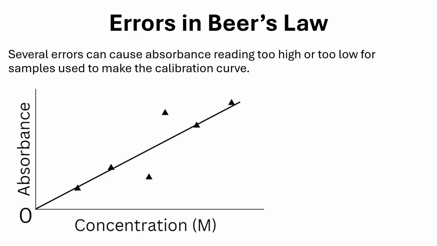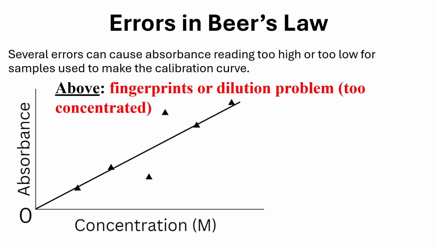So for instance, this dot that is above, it's possible that you got your fingerprints on the clear side of the cuvette, and those fingerprints have oil. And so that oil is going to absorb some of the light, which is going to throw off your absorption and transmission values. And so it's going to think it's absorbing more light than it actually is because the oils from your fingerprints are going to be absorbing some of that light. Or you might have had a dilution problem where you just didn't calculate it properly, or you didn't add enough water to get it right to the level in your volumetric flask, or your graduated cylinder, whatever you're using. So you might have it too concentrated, which would put its value too high.